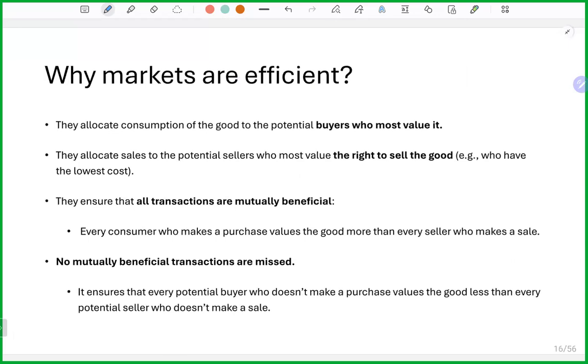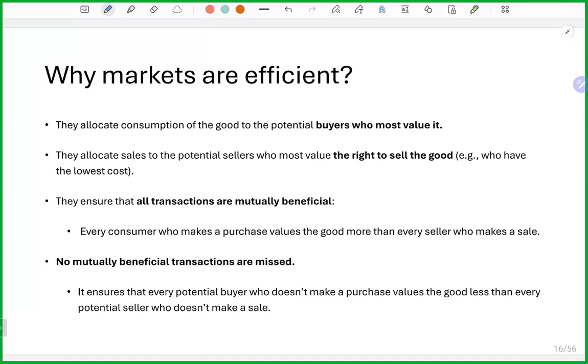So why are markets efficient? They allocate the consumption of the good to the potential buyers who most value it, and they allocate sales to potential sellers who most value the right to sell the good, who have the lowest cost. They ensure that all transactions are mutually beneficial. Every consumer who makes a purchase values the good more than every seller who makes a sale. The reason you buy it is that your valuation is higher than the seller's valuation. No mutually beneficial transactions are missed.